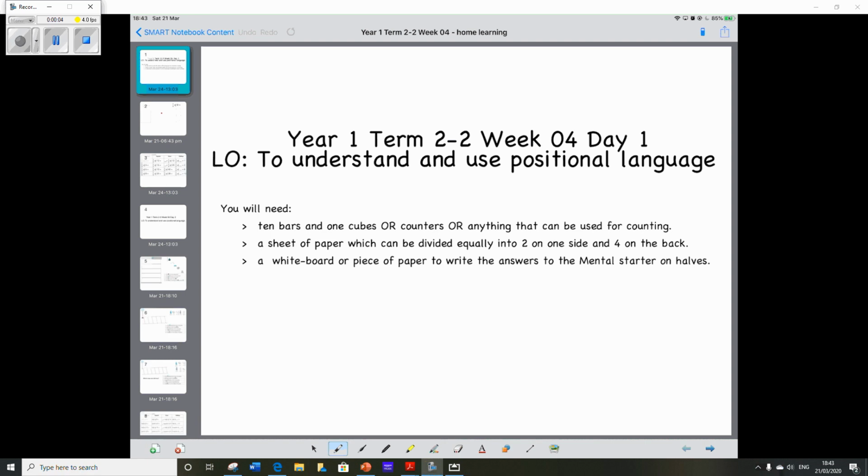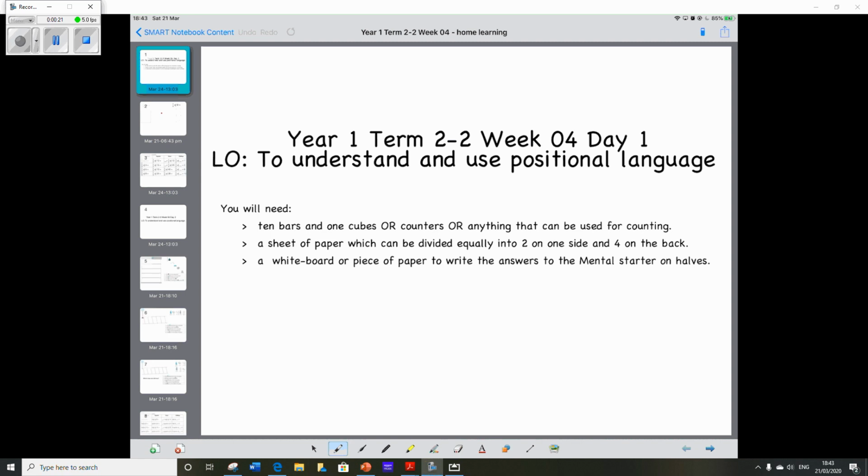Today we're going to be looking at positional language. So that's going to be thinking about where something is in relationship to another. For example, we might say something is above something else, something's next to something else, something's to the left of something else, something's to the right of something else. Well, you'll get the idea of that when we do the main part of the lesson.